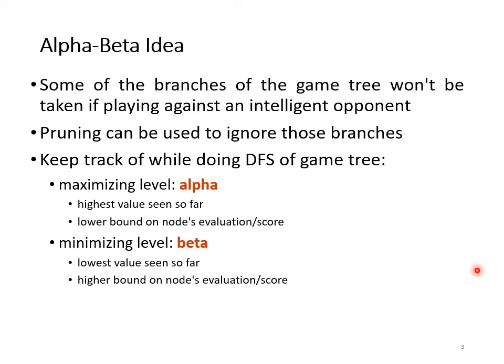So when you are maximizing, this kind of node is called alpha. And when you are minimizing the level, this kind of node is called beta, according to the alpha beta idea. The alpha is the highest value seen so far, and it is called the lower bound on node evaluation. And beta is the lowest value seen so far for that particular node, and it represents the upper bound on node evaluation.